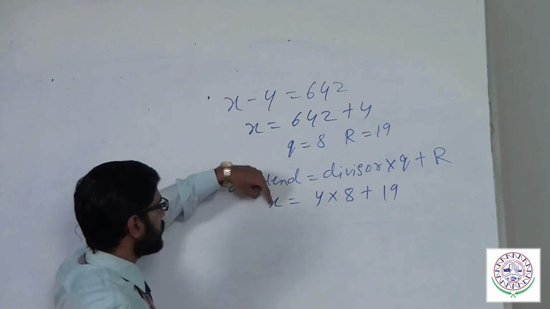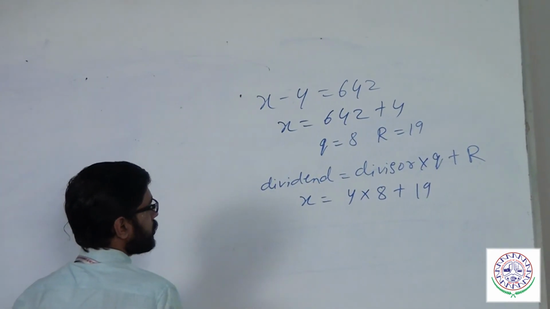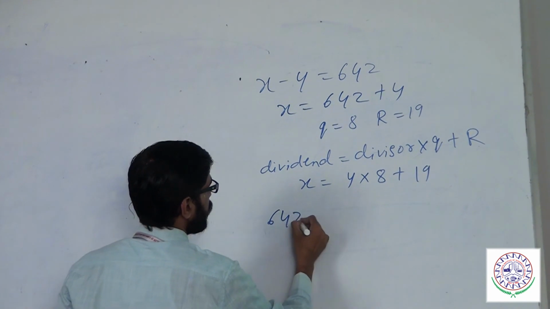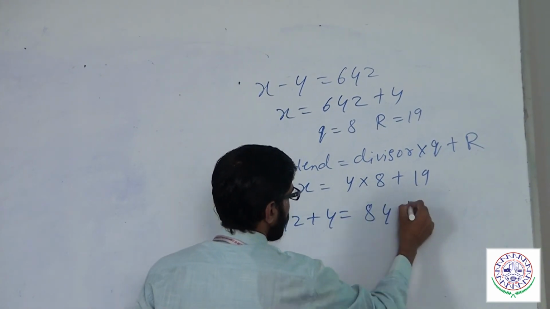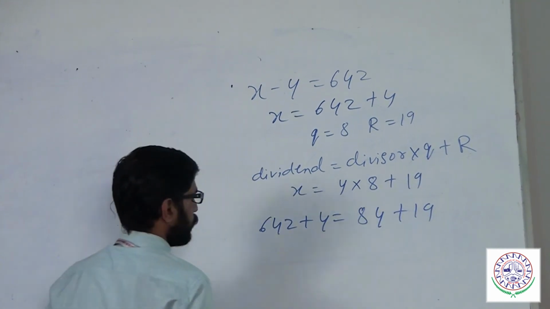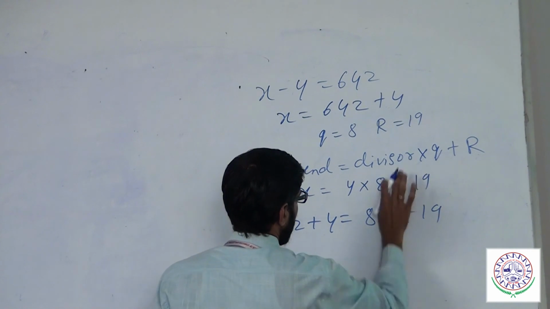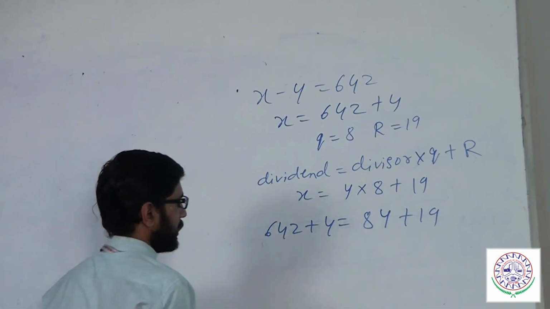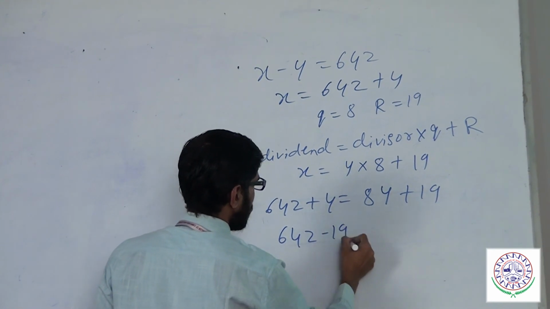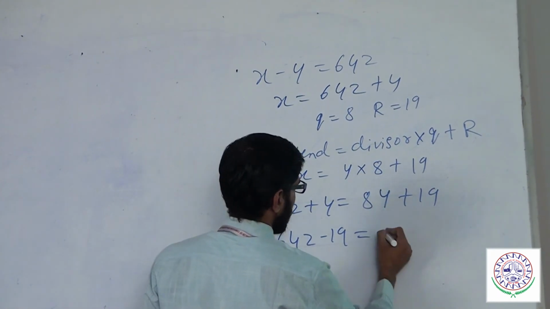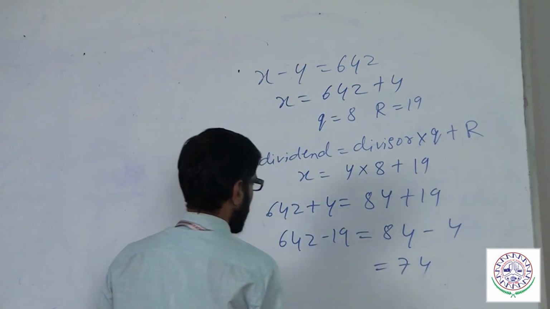Substitute the value of x in this. So x we know is 642 plus y. So you can substitute this value. It will be 642 plus y is equal to 8y plus 19. Now if you solve this, you can shift this to this side. So now if you shift this, 642 minus 19 is equal to 8y minus y. So you get this as 7y.